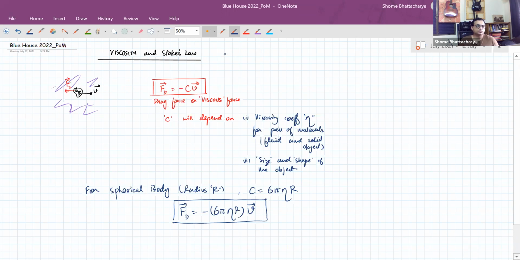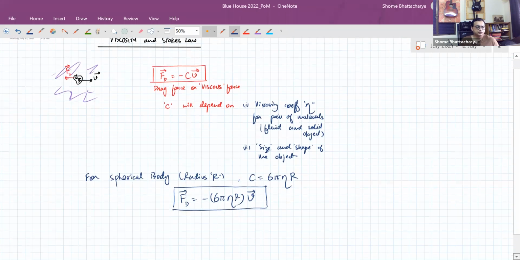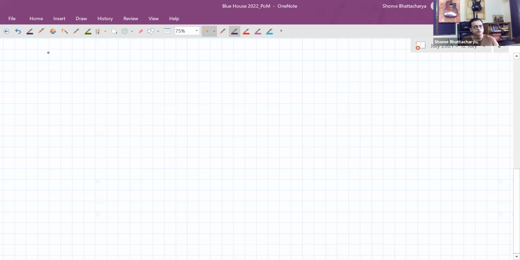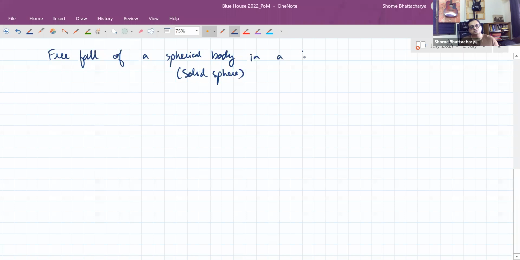Based on that, Stokes' law is like a combination of two things. One is this formula, the force on a spherical body, and the other is the analysis of free fall of a spherical body in a viscous fluid, and especially the formula of terminal velocity. So everything we're discussing here is part of Stokes' law from the spherical body onwards. So moving ahead, this part we had done in the last lecture, so I'm going through it a little fast. Okay, so free fall of a spherical body, and this time we will take a solid sphere. We'll assume its density is uniform, in a viscous fluid.